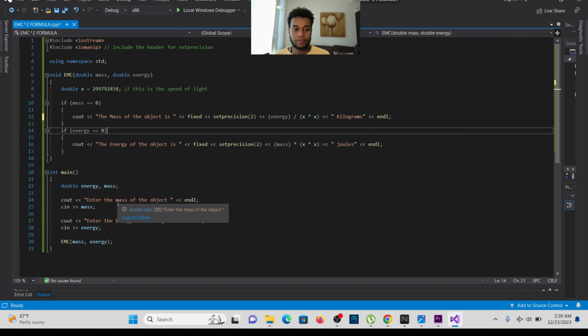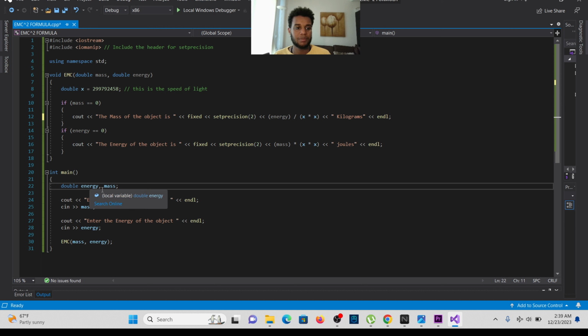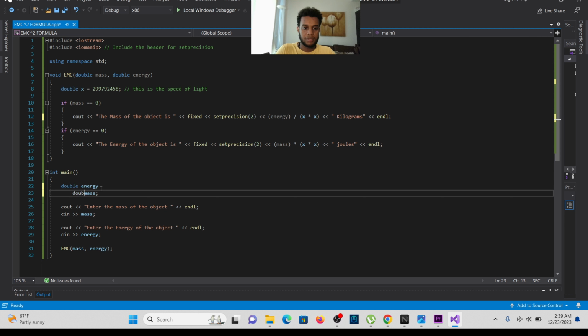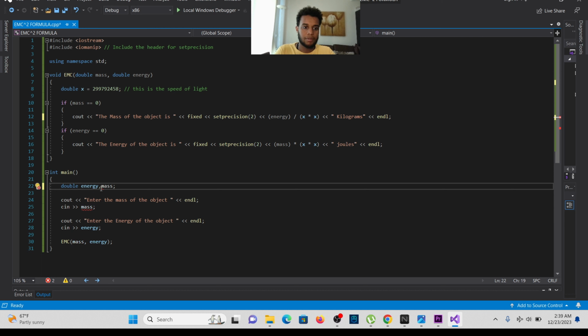Okay. Then our main function has two double variables. So we're gonna have energy and mass. That's why we just put a comma instead of writing double again. You don't have to do that. Just have to do it one time. And it's easier like that.